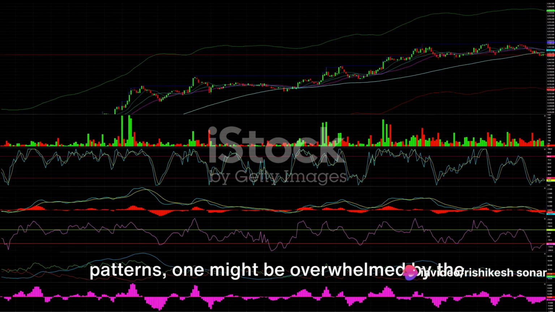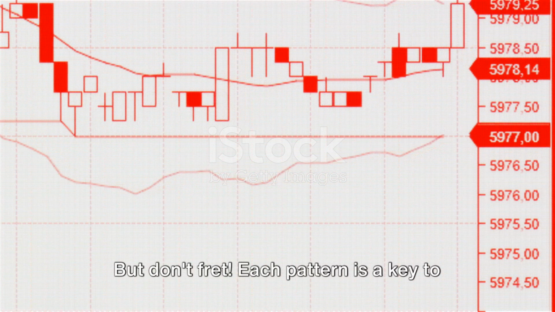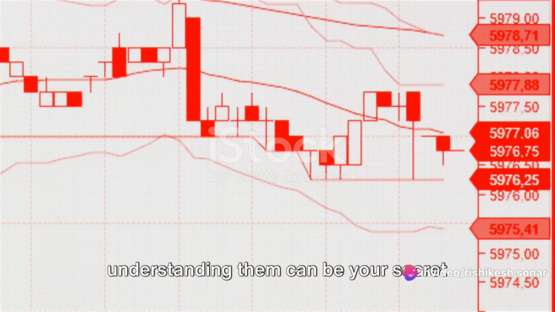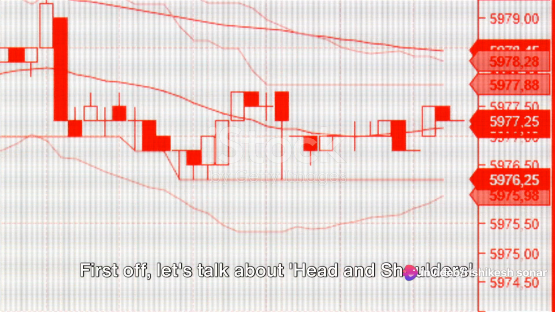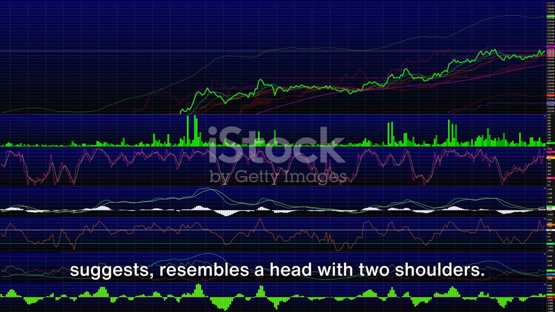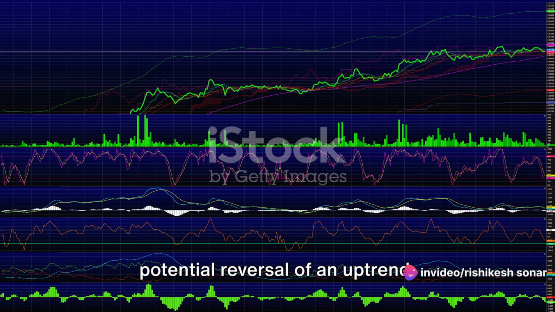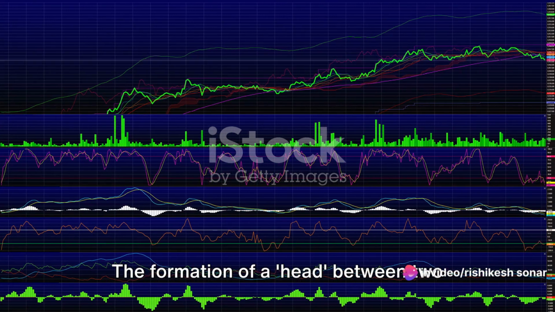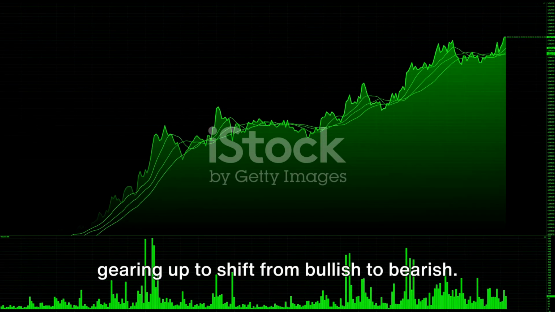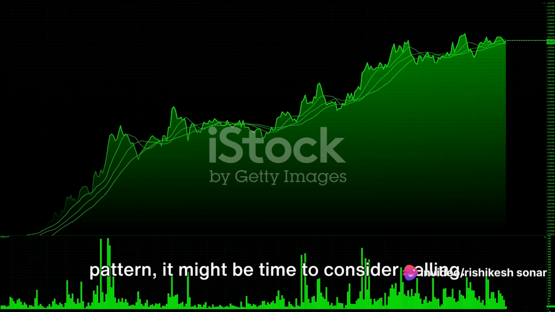Stepping into the realm of chart patterns, one might be overwhelmed by the plethora of shapes and structures. But don't fret. Each pattern is a key to unlocking potential market trends, and understanding them can be your secret weapon in trading. First off, let's talk about head and shoulders. This pattern, much like the name suggests, resembles a head with two shoulders. It's a bearish pattern that indicates a potential reversal of an uptrend. The formation of a head between two shoulders suggests that the market is gearing up to shift from bullish to bearish. So, if you spot a head and shoulders pattern, it might be time to consider selling.